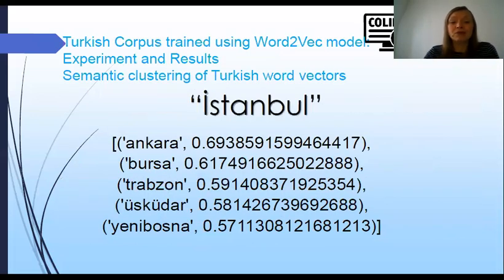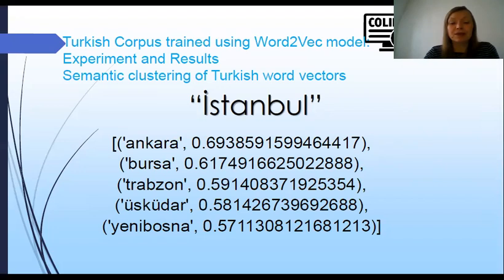Semantic clustering of Turkish word vectors. Word vectors obtained from the general context Turkish corpus using Word2Vec models are clustered and related in terms of semantic relations of Turkish words. As a result of training, for the word Istanbul, the city name, the first 5 word vectors with the closest cosine similarity to the vector Istanbul are shown below.